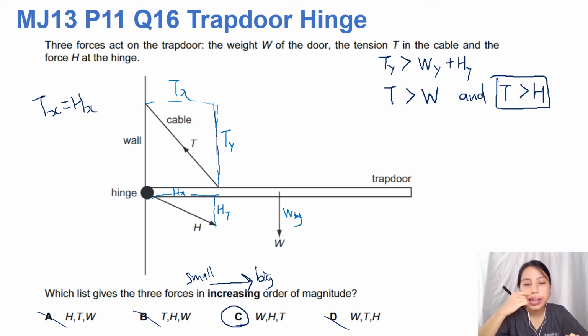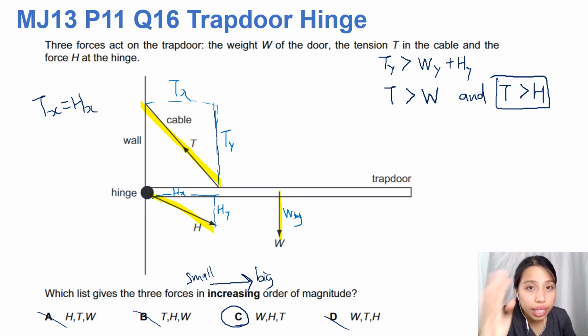Now the cheating way. The cheating way works if they didn't say the diagram is not drawn to scale. So what you can do is take a ruler and literally measure. How long is this? How long is this? How long is this? And compare. W is shorter, so followed by H, followed by T. That's how you can do it.